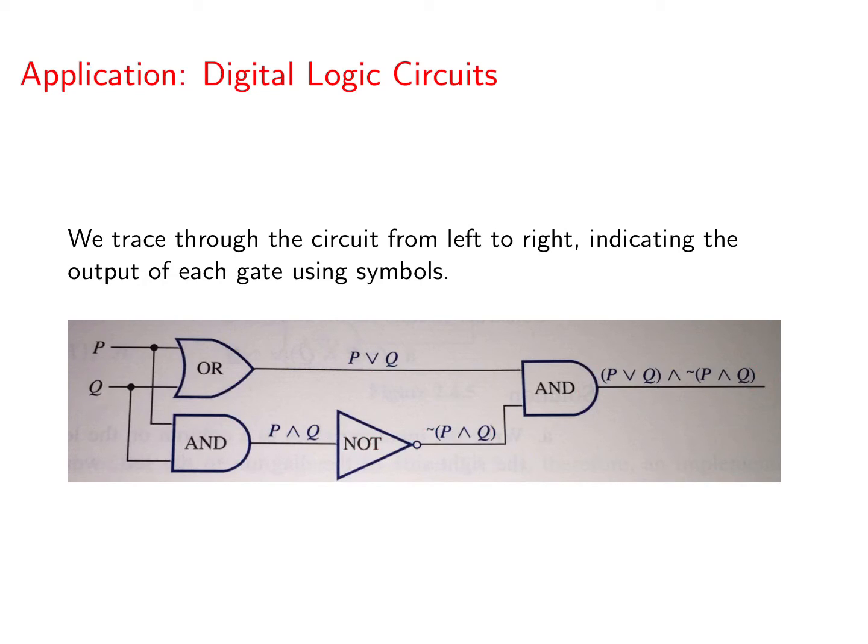The book discusses this particular circuit. It's something called the exclusive OR. The output is going to be a 1 if and only if one of P and Q is 1. If they're both 1, then it's going to output 0.